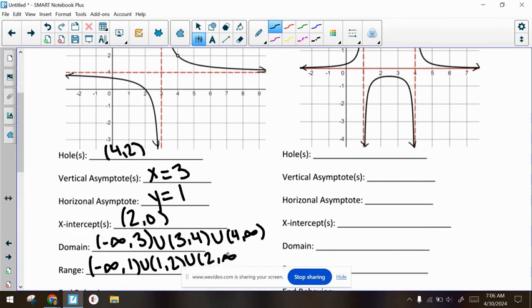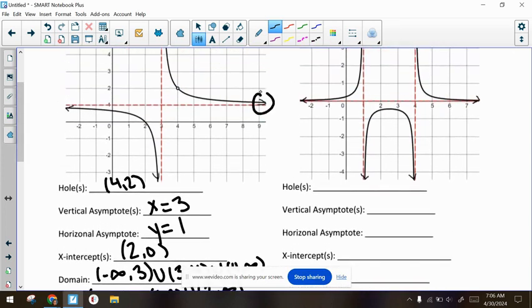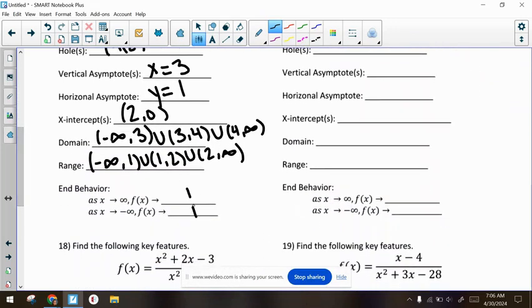The last thing we're looking at is end behavior, and that's talking about the direction that the endpoints are going. So as x gets bigger and x gets smaller, our y values are never going to cross positive 1. Notice how that matches our horizontal asymptote.